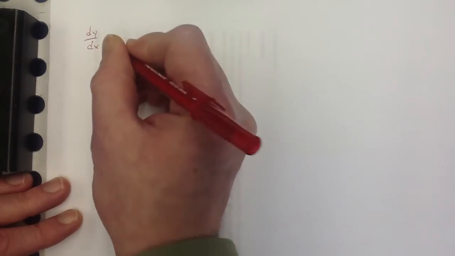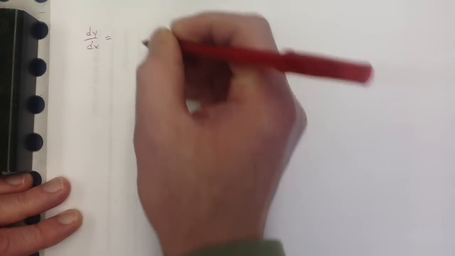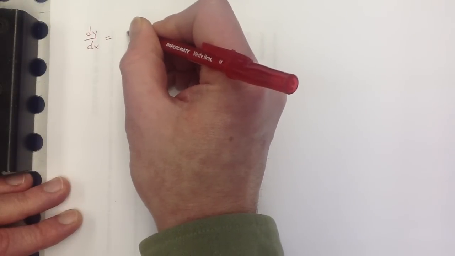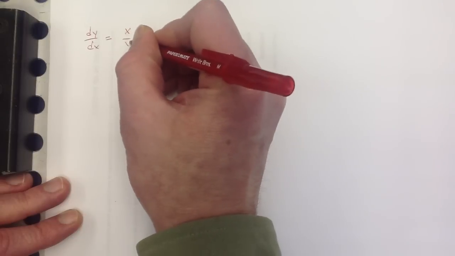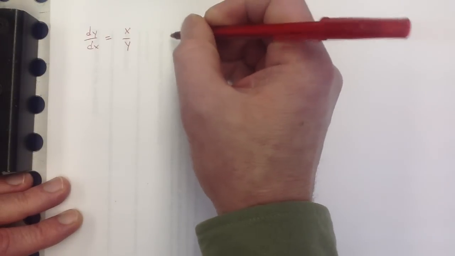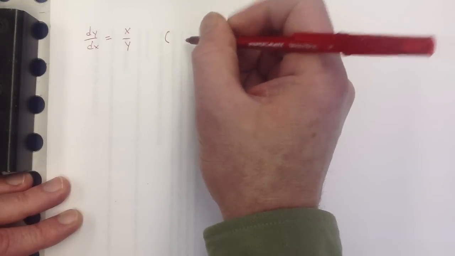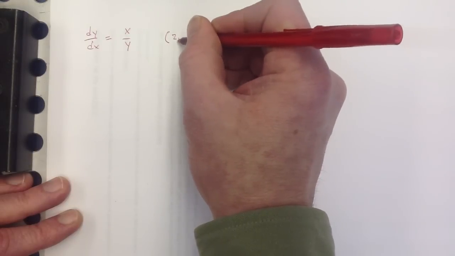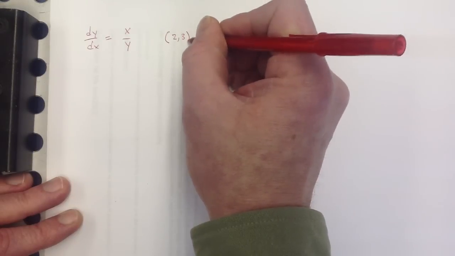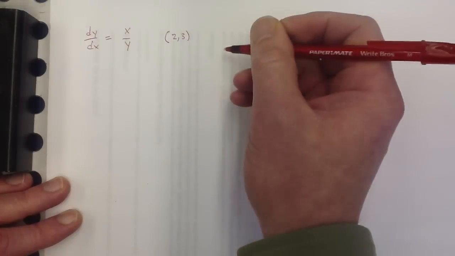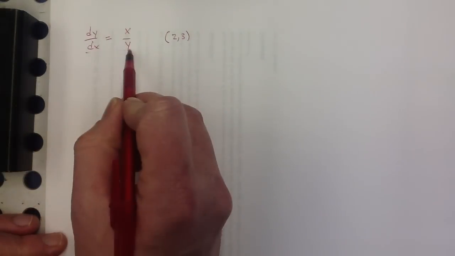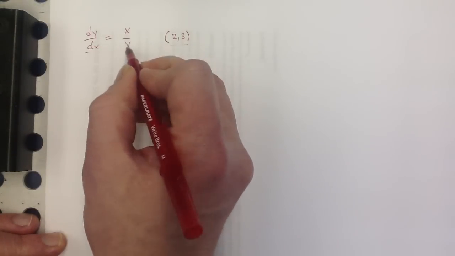So this time let's try one where we're given a point. dy/dx is equal to x over y, and let's say it goes through the point (2, 3). The directions here would say we're supposed to find the particular solution to this differential equation that goes through this point. So we'll do our separation of variables.